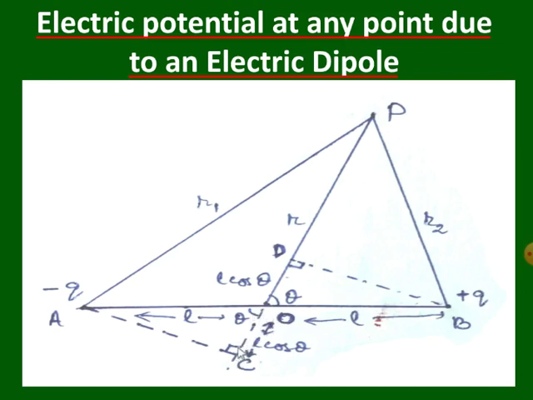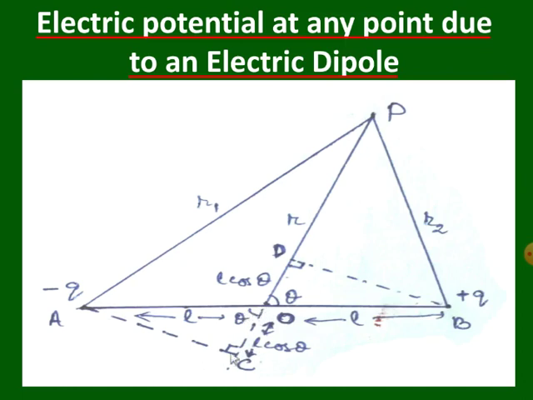We need to find it out in terms of this dipole length and the angle made by the distance R with the dipole moment. So in terms of this angle theta and this L, we need to express OC. These are the known things to us, L and theta. If you take this right triangle with this angle, this will be the base, this will be the perpendicular, and this AO will be the hypotenuse.